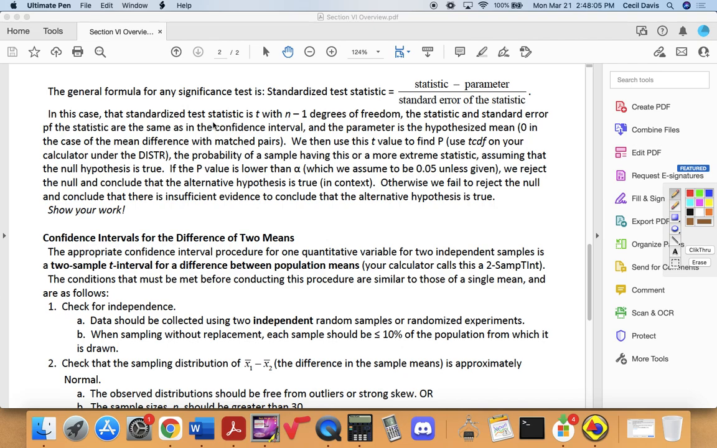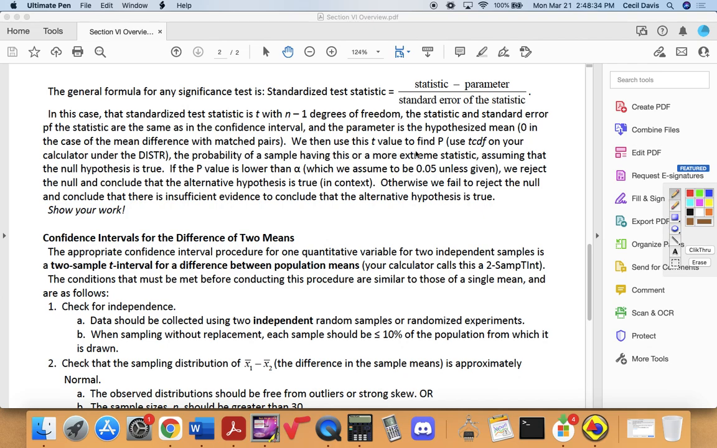In this case, the standardized test statistic is t with n-1 degrees of freedom. The statistic and the standard error are the same as they were for the confidence interval, and the parameter is the hypothesized mean, whatever that was. So this is what they think it is. It's 0 in the case of the mean difference with matched pairs, right? Because you're asking, do we believe there really is a difference?